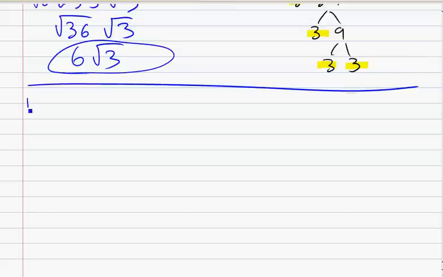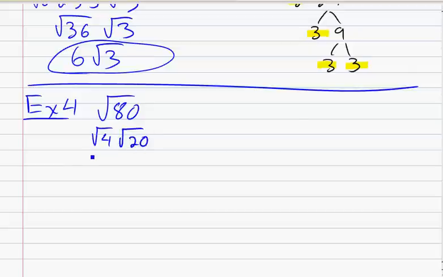All right, and as you get better at this, again, you may not need the tree, but it's always a good skill to have. As numbers get larger, you may want to revert back to using the tree. A mistake that I see a lot is someone will see the square root of 80, and they are confident they won't use a tree, and they'll say, okay, that's the square root of 4 times the square root of 20, because they know 4 is a perfect square. And they get 2 times the square root of 20, and they leave that as their answer. That's not correct, because the square root of 20 still has a perfect square factor in it.